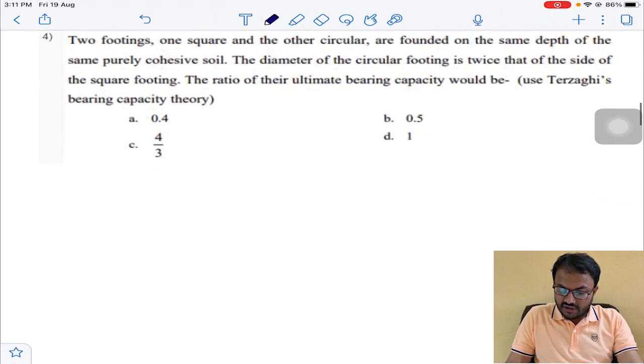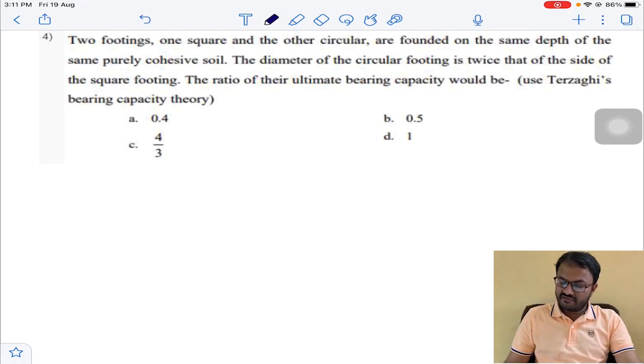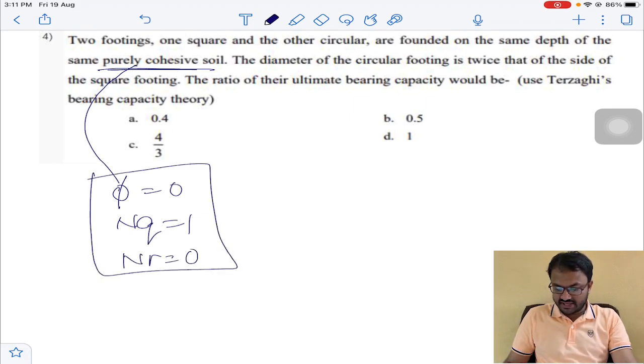Now, two footings, one is a square footing and the other is a circular footing, are founded at the same depth and in the same purely cohesive soil, that is cohesive. Pure cohesive soil will have angle of internal friction equal to 0, and when angle of internal friction is 0, NQ and N gamma values are these values. NQ is equal to 1 and N gamma is equal to 1.